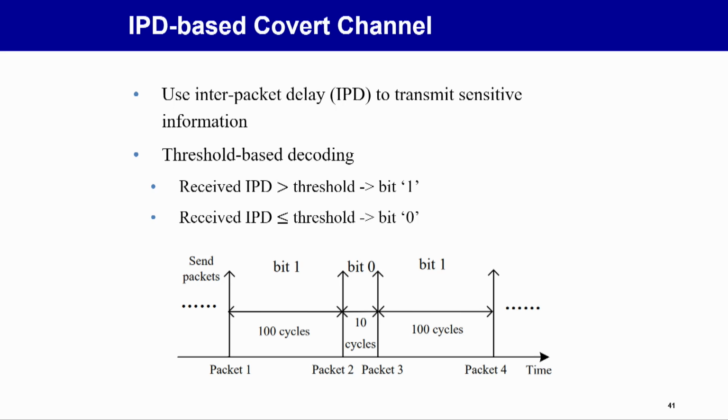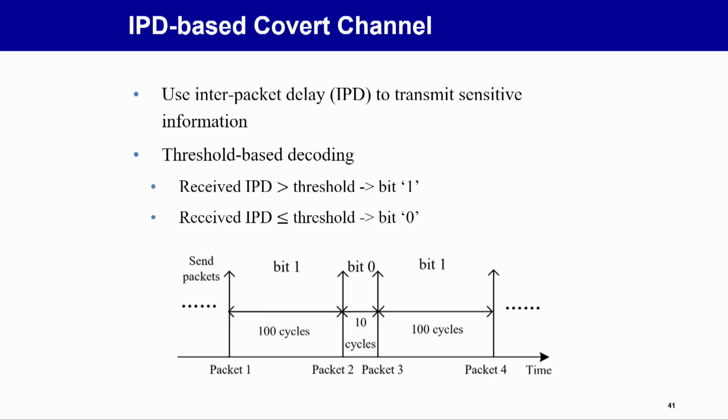Packet 3 again after 10 cycles, and then packet 4 after 100 cycles. So this is how it keeps repeating. Now imagine a transmitter that is sending something to the receiver, and there is some sensitive information at the transmitter. You can send the packets in a manner such that the first packet takes a long time and is received late, and the second packet is sent very fast, so it is received in less time.